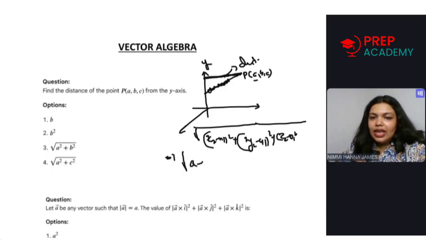minus, what is the x coordinate here? So on the y-axis the x coordinate and z coordinate are 0, right? For the y-axis, x equal to 0 and z equal to 0.